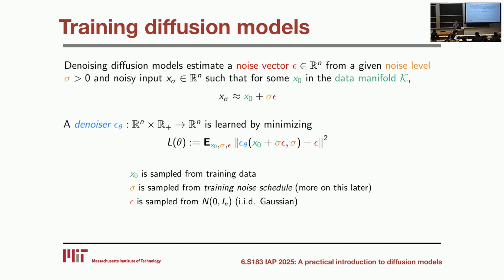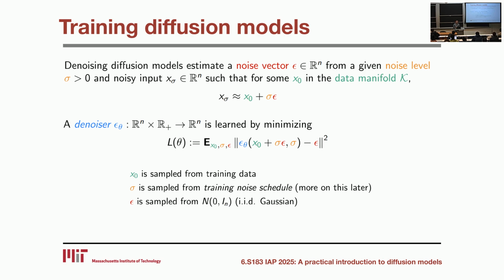So how do you sample these three quantities? X0 is usually sampled uniformly at random from the training data, or by shuffling data and taking it in batches. The sigma is the noise level, which is sampled from the noise schedule, which we will talk more about later. And the noise direction is simply sampled as an isotropic Gaussian, IID Gaussian in each component.